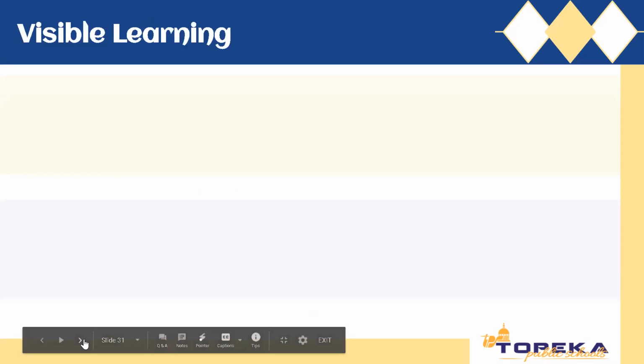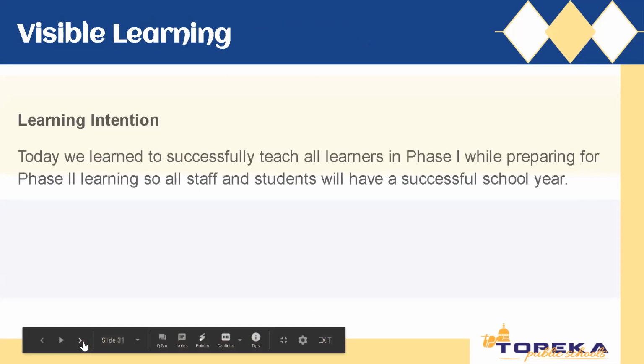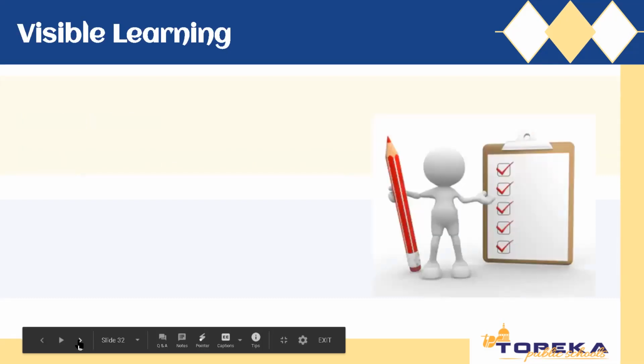So as we finish for today, let's review our learning intention and our success criteria. Today we learned to successfully teach all learners in Phase 1 while preparing for Phase 2 learning so all staff and students will have a successful school year. Do you feel that you are more prepared for Phase 1 than you were before watching this video? And let's review our success criteria.